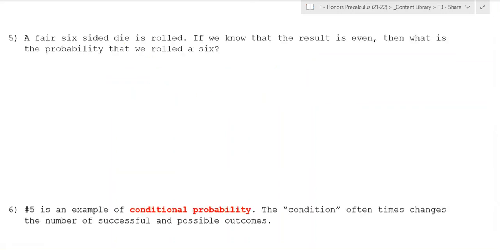So for number 5, it says a fair 6-sided dice. What that means by fair is that each side has an equal chance of being rolled. If we know that the result is even after a 6-sided dice is rolled, then what is the probability that we rolled a 6? Well, there are 6 outcomes in a 6-sided dice: 1, 2, 3, 4, 5, 6.